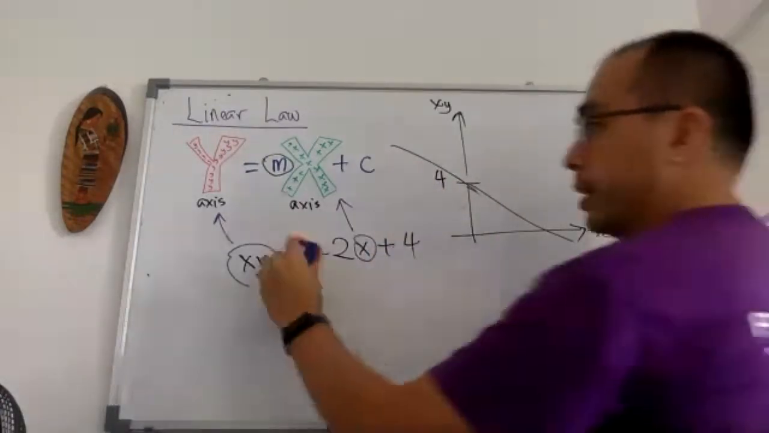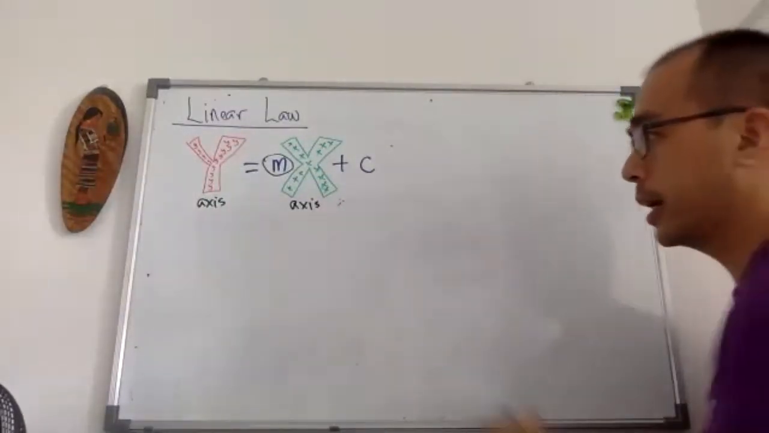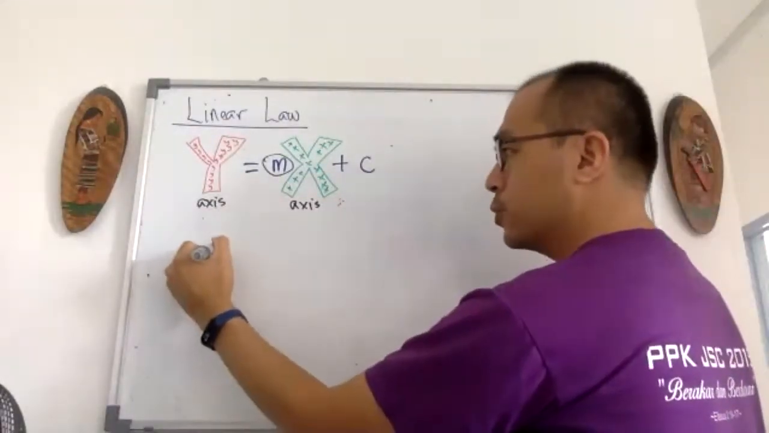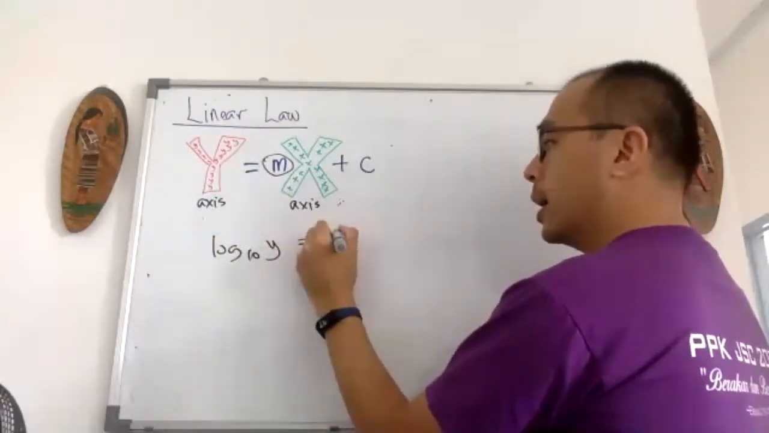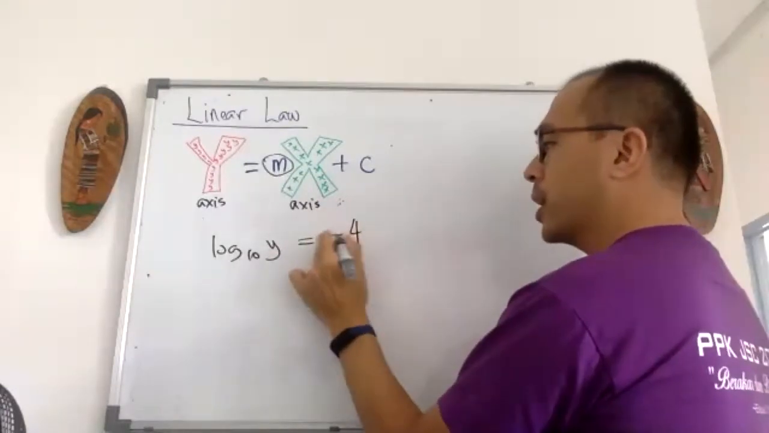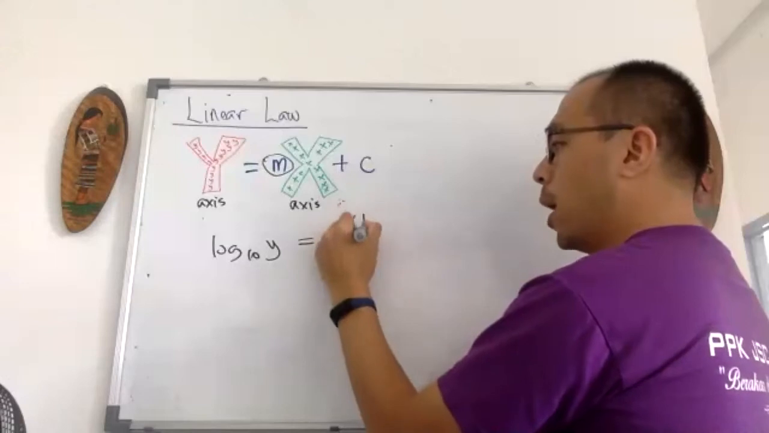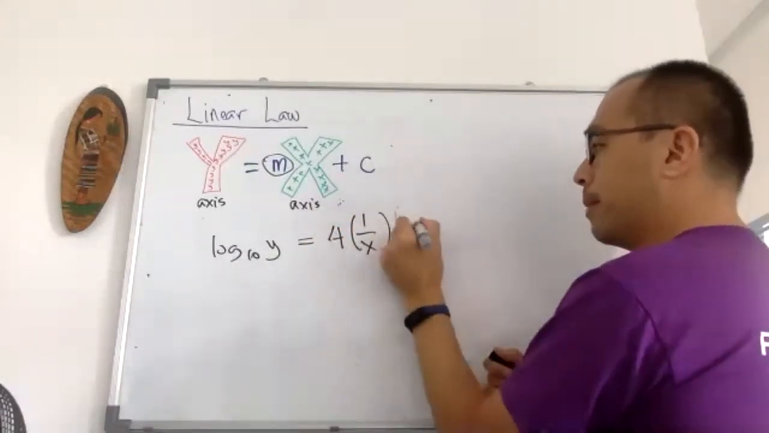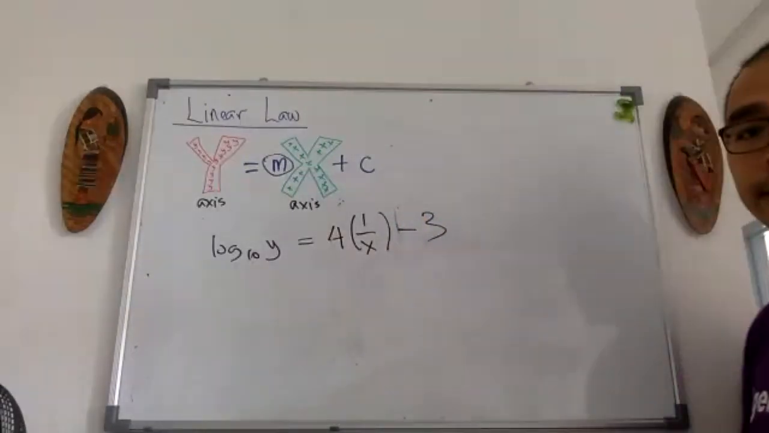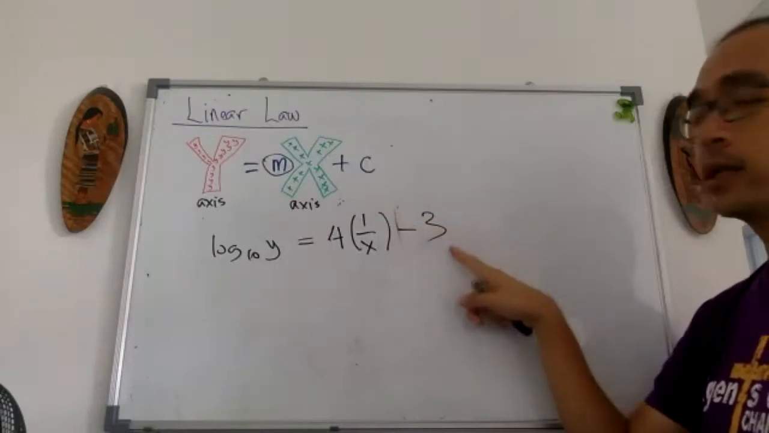Okay. Let me give you another example before I move on. Let's say I give you another super funky one now. Let's say log 10y equals to 4 times 1 over x minus 3, for example.